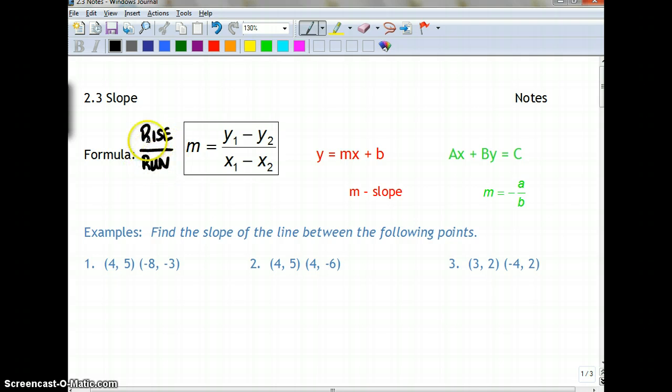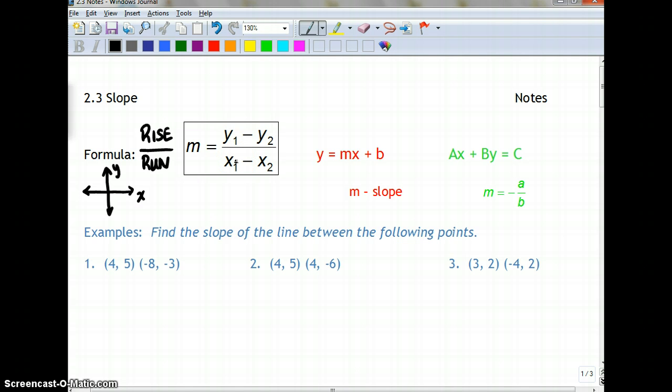The way you can remember this is, if you're rising, you're going up or down. Those would be our y values, because on a graph, the y-axis goes up and down. The run is the left to right movement, in the x direction, like the x-axis going from left to right. So you need to remember that the y's are on the top. Now, the reason for these 1s and 2s is just that you do it in the same order. So if you pick from the first point in the y's, then you have to pick from the first point in the x's.